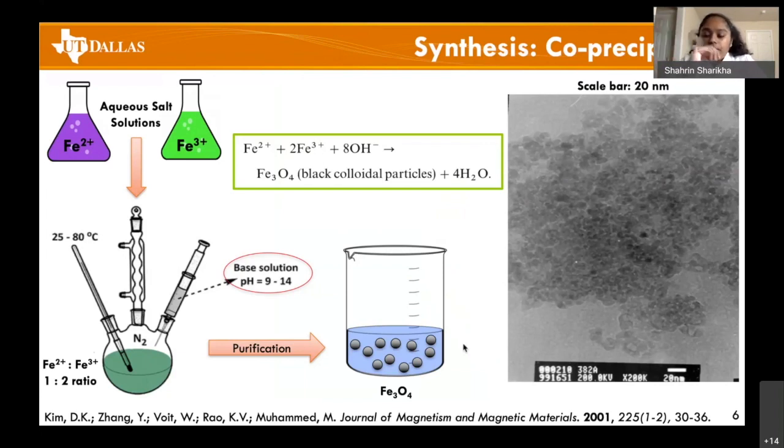Now, one of the disadvantages of this method is that the particles oftentimes can appear polydispersed, and so the morphology isn't that great. In fact, in this case, researchers observed that some of the particles they obtained were either oval or spherical, and so that's a disadvantage of this type of synthesis method.